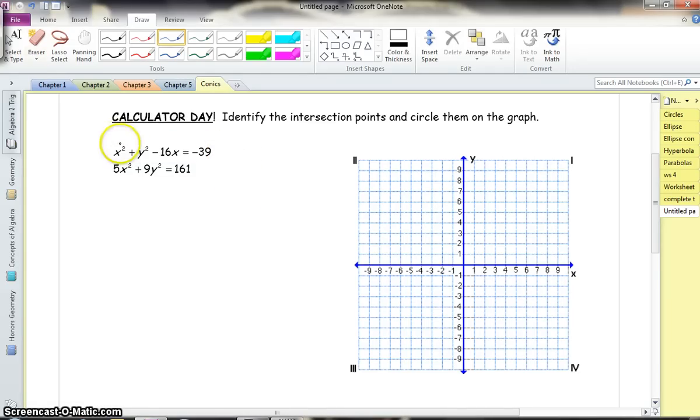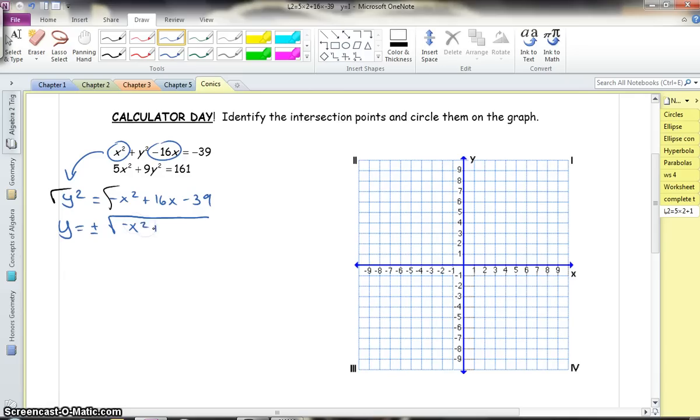So let's get started. Now, we're going to move my x squared term and my 16x. So I'm going to subtract x squared from both sides, and I'm going to add 16x to both sides. So I get y squared equals negative x squared, because I subtracted x squared, plus 16x minus 39. Now we still need to get y alone, so I'm going to square root both sides. Now when you do so, we have y equals plus or minus the square root of negative x squared plus 16x minus 39. That's all under the radical. So it looks a little iffy and difficult, but it's really not.